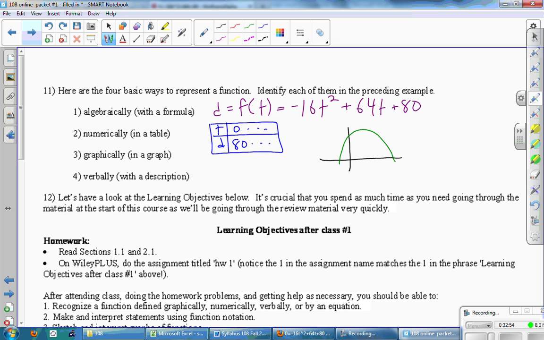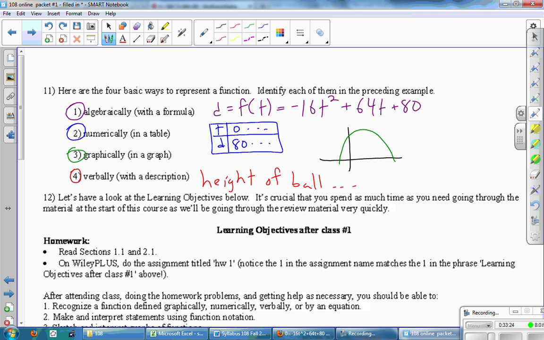So that's number 3, blue for number 2, and then purple for 1. Okay, and then finally, number 4, verbally, was the context that we made up for this problem. So in this case, we said height of a ball that is thrown upwards. So 4 different ways, and those are the 4 standard ways to represent a function.